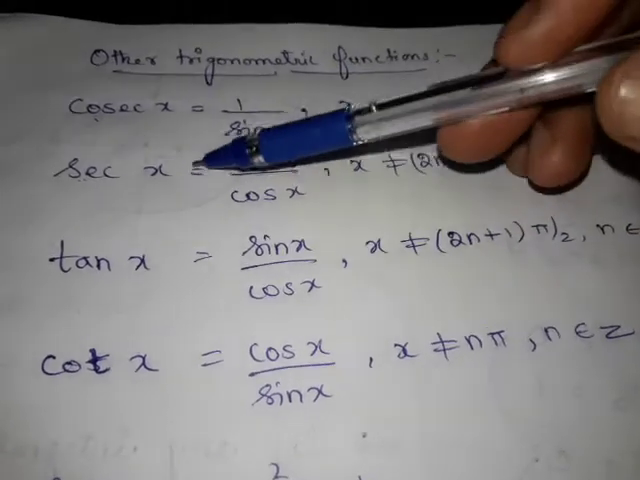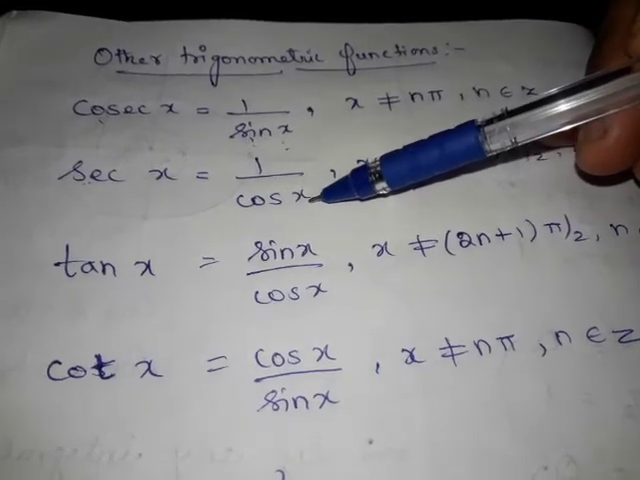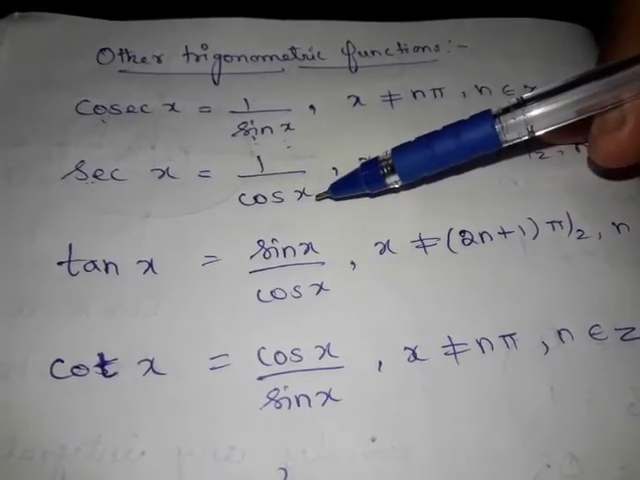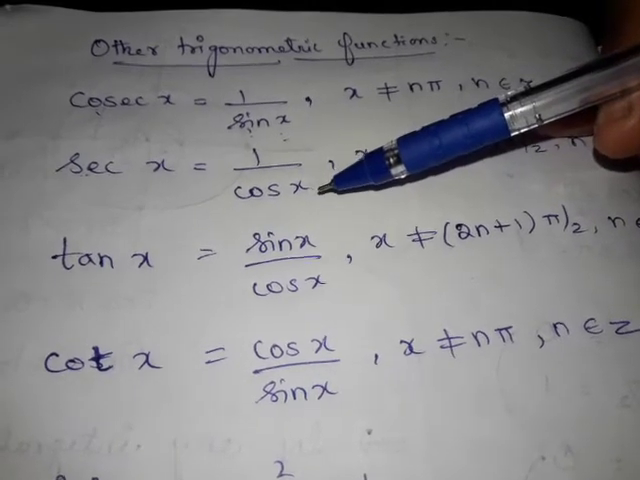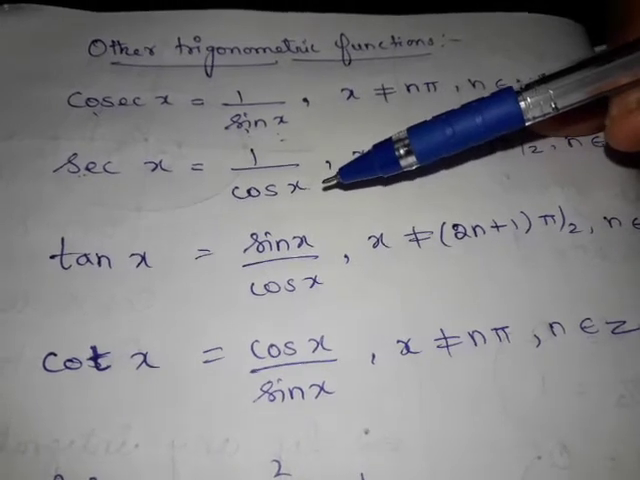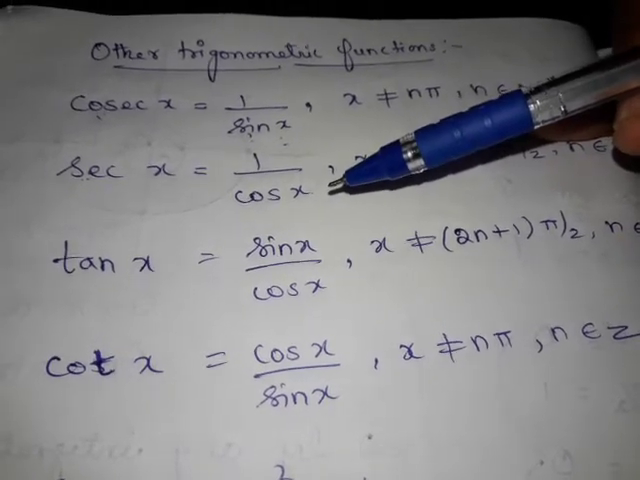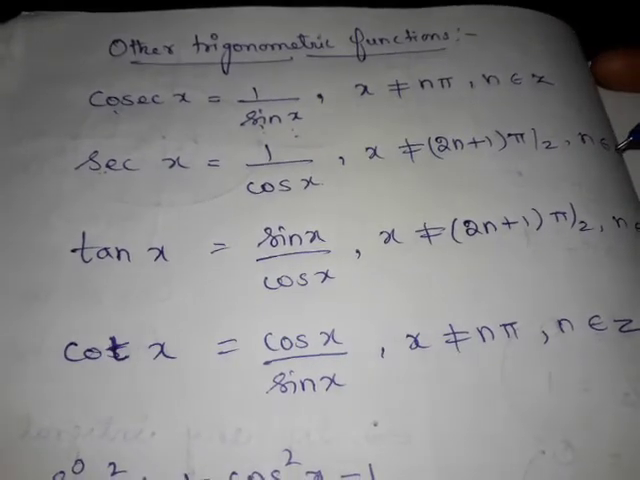Right? Then secant x is 1 by cos x. So 1 by cos x, and immediately we will say cos x should not be equal to 0. When will the cos value become 0? When x is an odd integral multiple of pi by 2. So x is not equal to 2n plus 1 into pi by 2, where n is an integer.